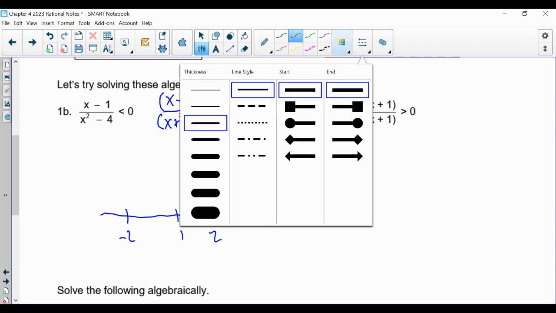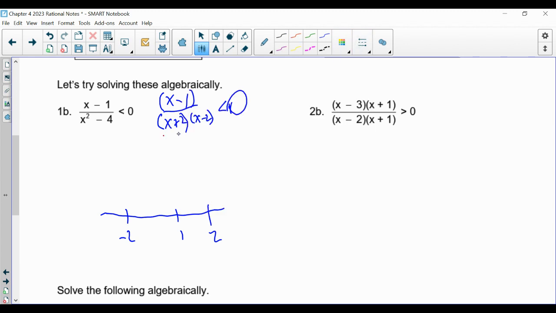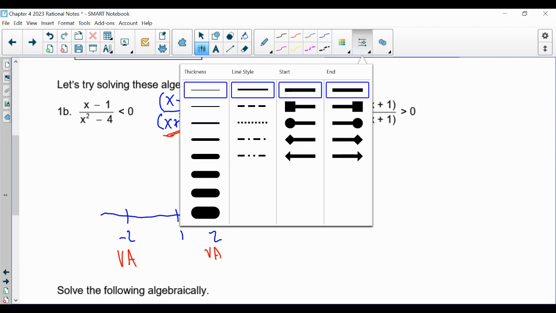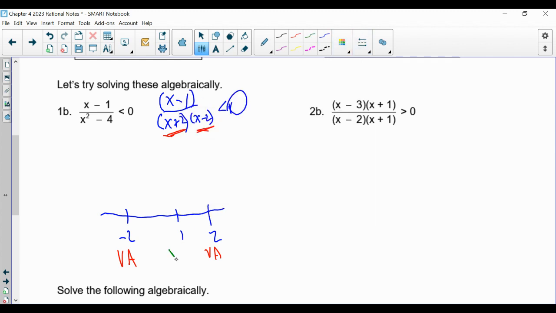The one thing you're going to want to do, though, is anything that came from the denominator, so in this case, the -2 and the +2, I put a VA underneath them because they are representing vertical asymptotes, which means they are not included ever in our answer. In other words, they're always parentheses, just like infinities. And then what I do too, just so I don't forget to label anything, 1 in this case would be an x-intercept. And yeah, I like to label it. The other label that you might have would be a hole.